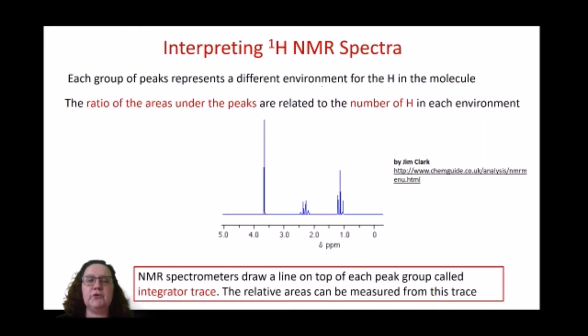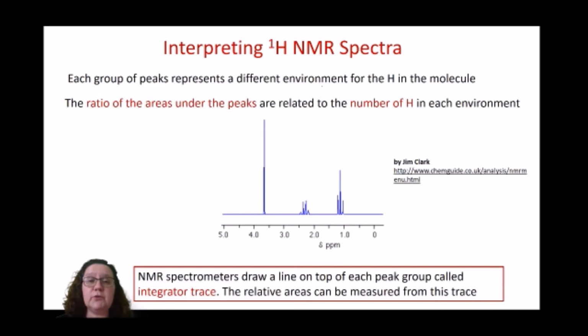So, interpreting proton NMR spectra. In a carbon-13 NMR spectrum, the position of the peaks tells us what sort of carbon we have, so we can get structural information from it, but we don't know how many carbons we've got in that particular environment. That is because when we're looking at a carbon-13 NMR spectrum, we're only looking at carbon-13, which is 1.3% of all the carbon atoms in our sample.